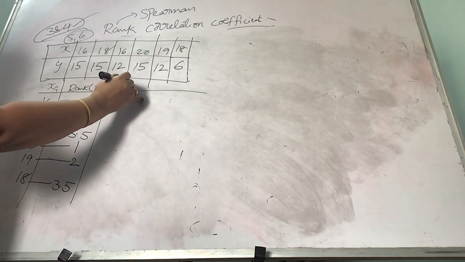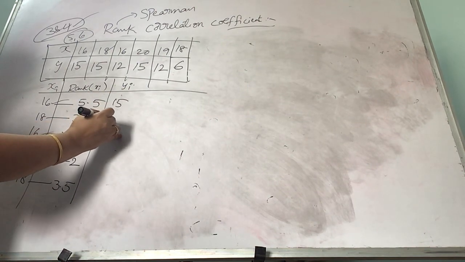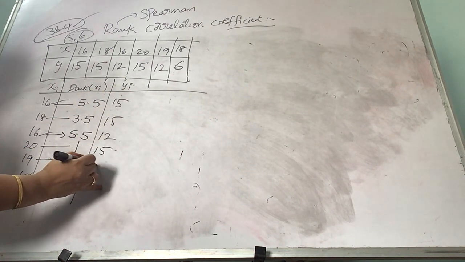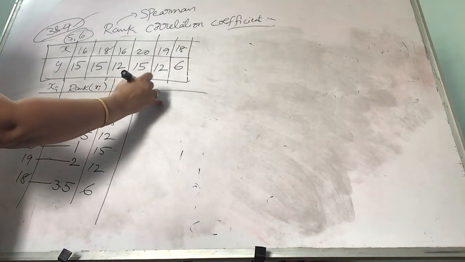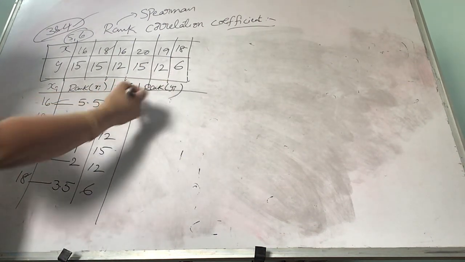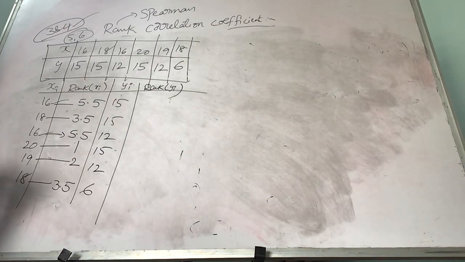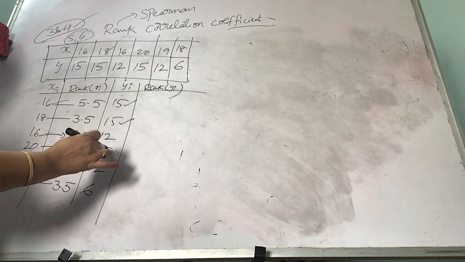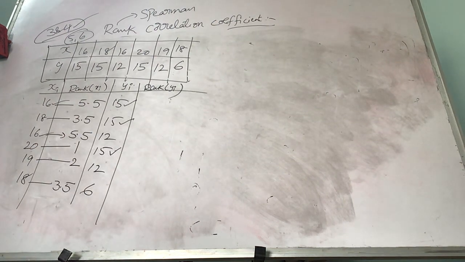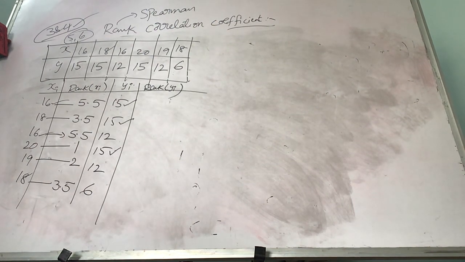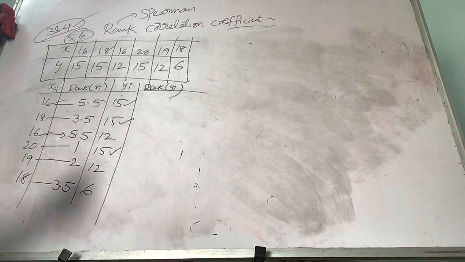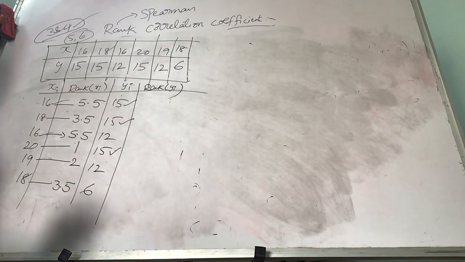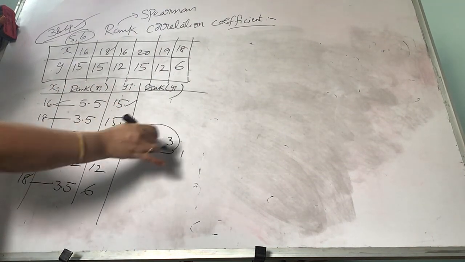Next, take yi values. Here yi: 15, 15, 12, 15, 12, 6. What is the rank of y? In these observations, what is the highest value? 15 is the highest value. But 15 is repeated 3 times. So, which rank do we have to assign to these repeated observations? There are 3 observations, so we have to assign the ranks 1, 2, 3 for these observations.